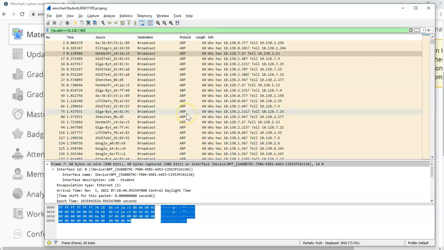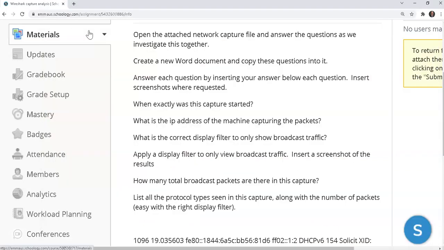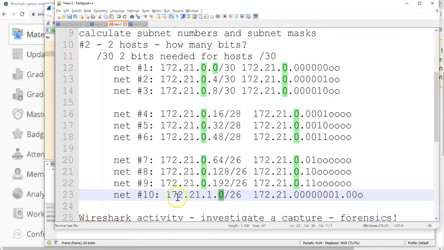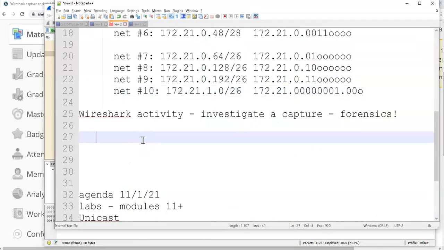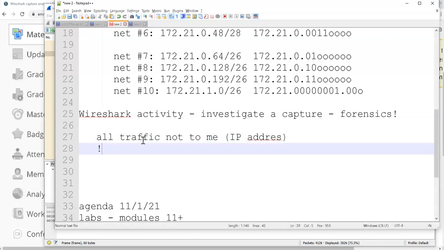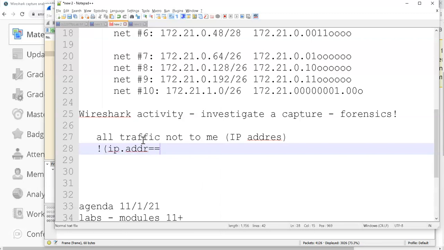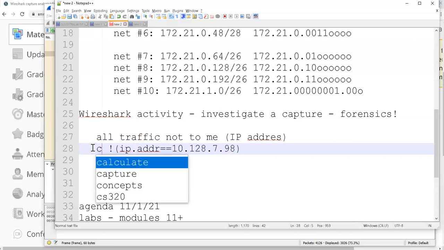I finally got this working. So here is your filter. Let me put that in large text so you can read that, because that's kind of small. This is Notepad++. The filter for all traffic not to me, and I have to know my IP address. Maybe there's a way to do like IP.mine or something. I do not, parenthesis, ip.addr, double equal, and then the address of the one doing the capture. In this case, 10.128.7.98. That is the filter.